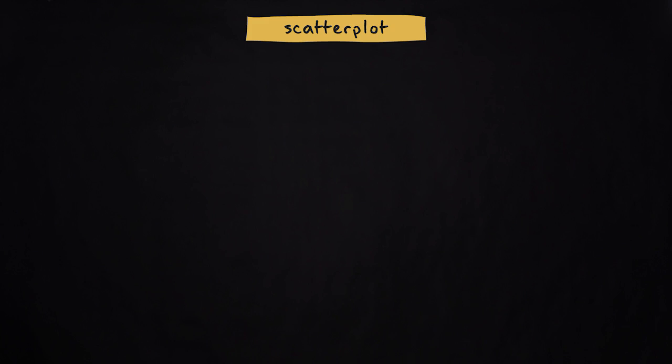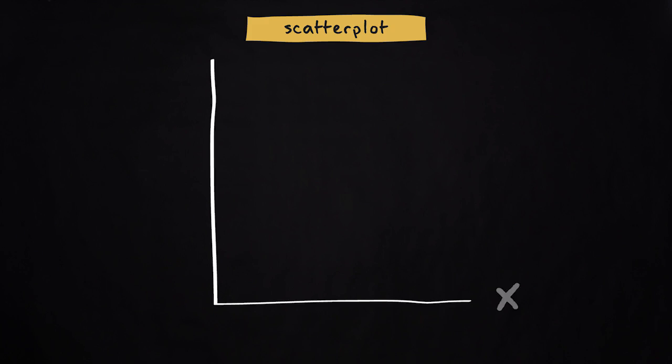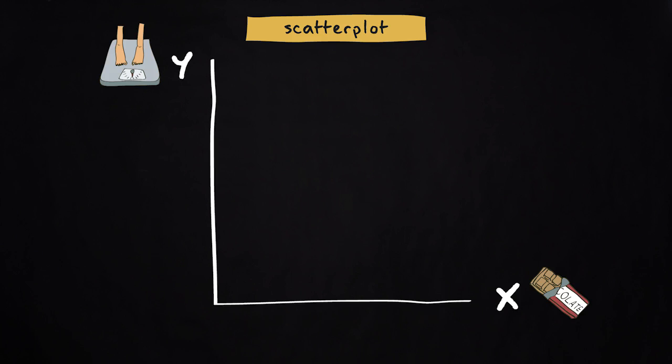To make a scatterplot, we draw two lines, which we call axes. We call the horizontal axis the x-axis, here we display the independent variable, and the vertical axis is called the y-axis, which we use to represent the dependent variable. If there is no distinction between dependent and independent variable, the placement on the y-axis and x-axis is a matter of choice. In our case, the independent variable is chocolate consumption, and the dependent variable is body weight.